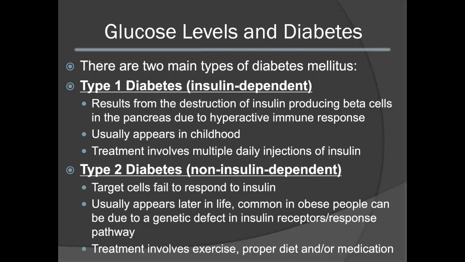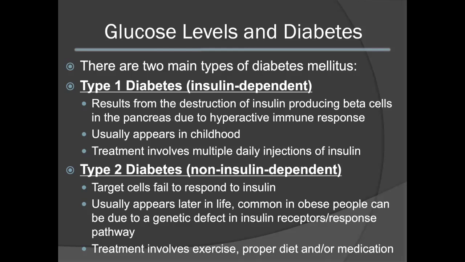There are two main types of diabetes mellitus, type 1 and type 2. Type 1 is termed insulin dependent. This is because this type of diabetes typically results from the destruction of the insulin-producing beta cells in the pancreas. This is usually due to a hyperactive immune response in the individual. Type 1 diabetes usually appears in childhood, and treatment typically involves multiple injections of insulin.